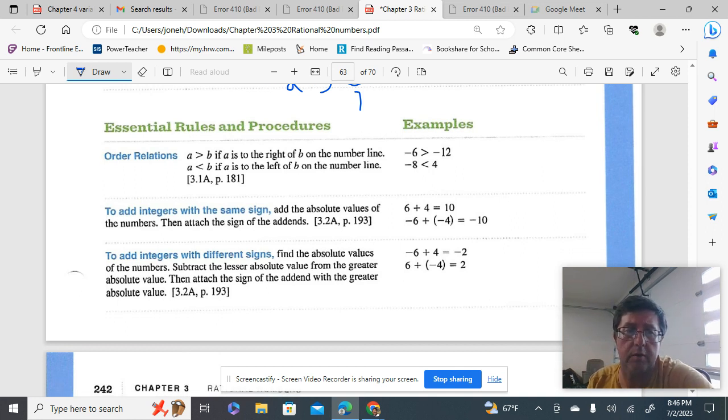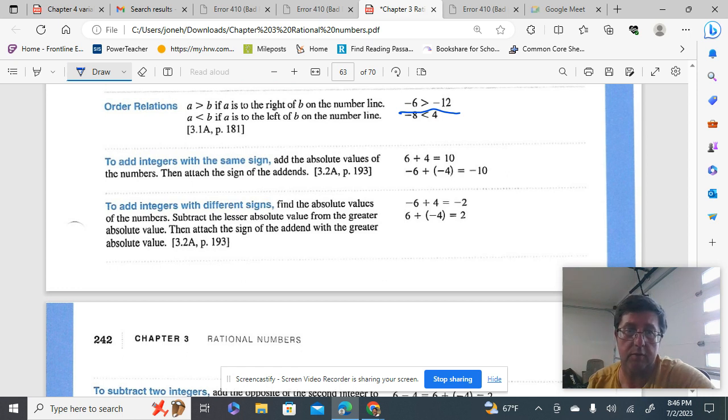So, essential rules and properties. Order relationship. A is greater than B if A is more than B. So that's further to the right. Say you have negative 6 is greater than negative 12. That is because negative 6 is farther to the right. It's not as negative as 12.